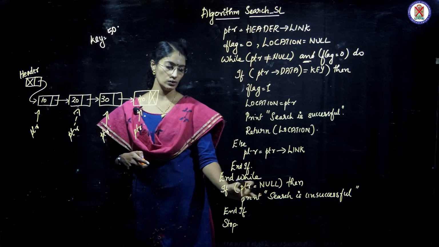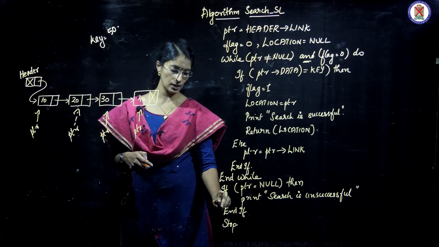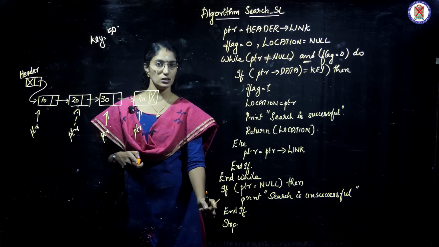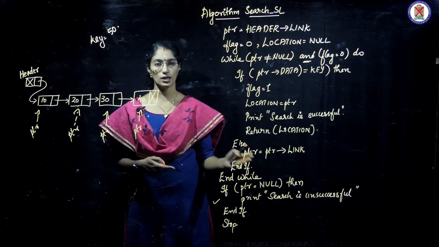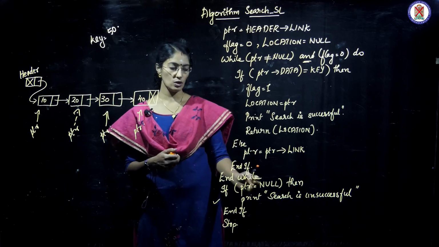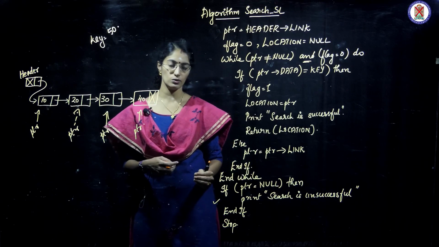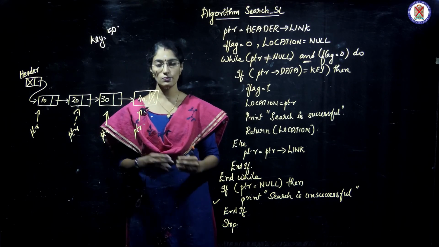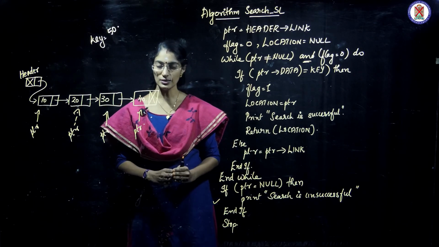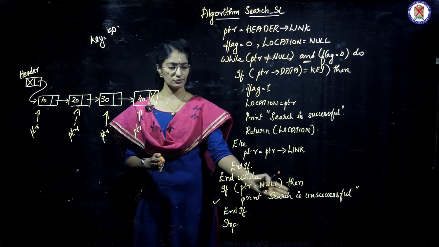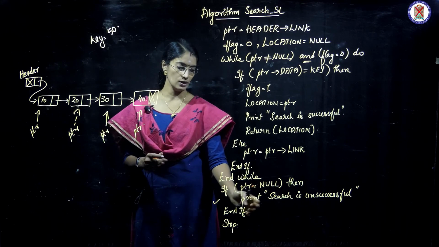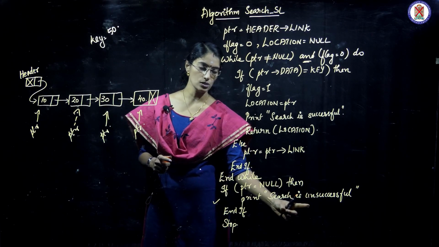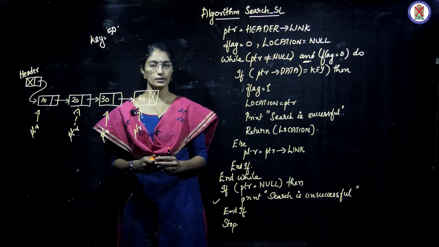Naturally we have the next if statement to be executed, and at this time this portion will be executed. That is, when ptr is equal to null, we have to give a message that the search has been unsuccessful. Because what do you mean by saying ptr equal to null? ptr equal to null means we have reached the end of the linked list, and that means we have not found the key value. So naturally we will get a message that the search is unsuccessful and we have to end the algorithm.